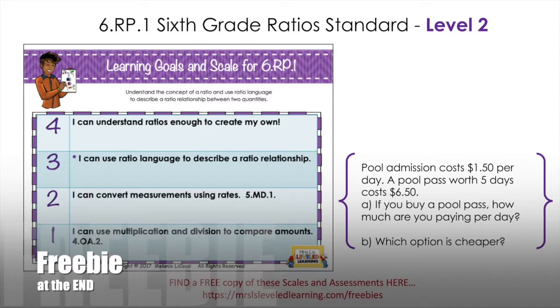If you buy a pool pass, how much are you paying per day? We know they'd want to use division to find that out, but they might work backwards and use multiplication. Which option is cheaper? So now they're comparing amounts and making an evaluation to answer a question with the information.